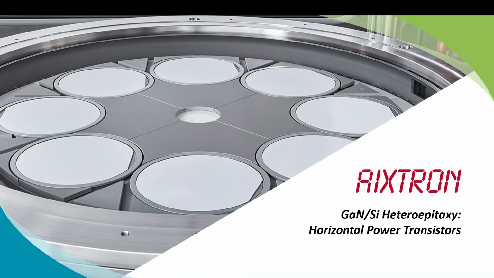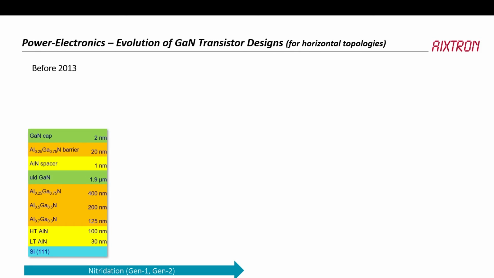So gallium nitride, silicon heteroepitaxy for horizontal power transistors. This is a bit like the genealogy of power transistors in the nitride field. So before 2013, this is what the stack looked like. We have a nitridation at the surface between the silicon and the 3,5 material.